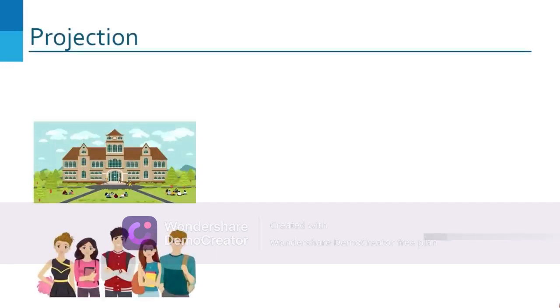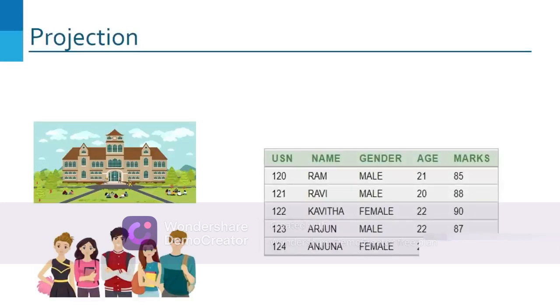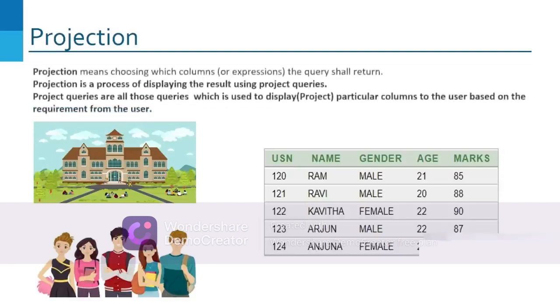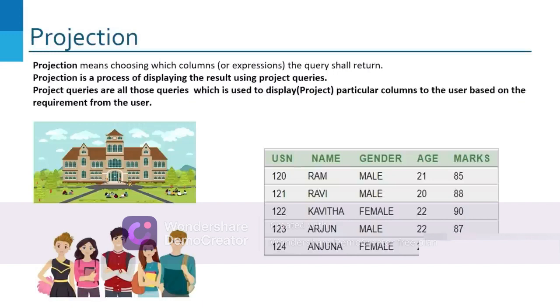Now remember that these are very short topics but very useful, and don't think that these are very small topics and ignore them. No, these are very important topics, so let's understand them one by one. Projection. Now projection is something you use when you want to project something, right? Let's say that you have a college and a group of students. If I want to save data of all the students, it will appear something like this, right? We have USN, name, gender, age, and marks, correct? Now projection is nothing but choosing which columns or expressions the query shall return.